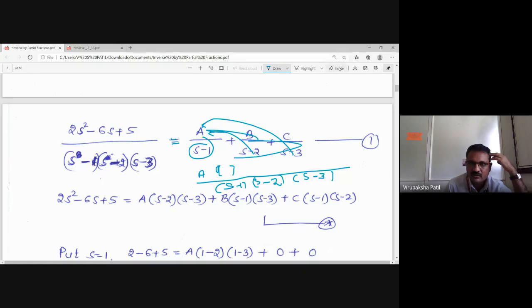Next, plus B into s minus 2 is already present there, but s minus 1 and s minus 3 are not there. So I have to multiply this B with s minus 1 and s minus 3. Then next, plus C into s minus 3 is already there. You have to multiply this with s minus 1 and s minus 2. Once you do this, the LHS is equal to this much.